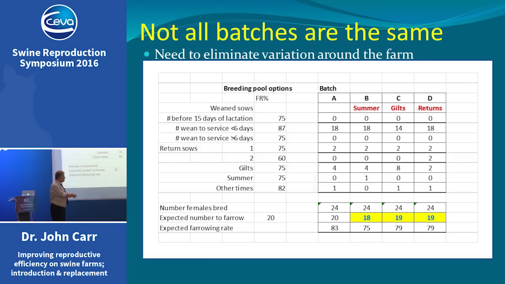On a normal day, when we have a lot of weaned sows, they all come into heat, yet 24 was needed. But you throw in a lot of gilts, so on this farm C, we throw in a lot of gilts. Gilts only have a 75% farrowing rate. You put a lot of gilts into that pool, and still hit the 24, you'll not farrow the sows.